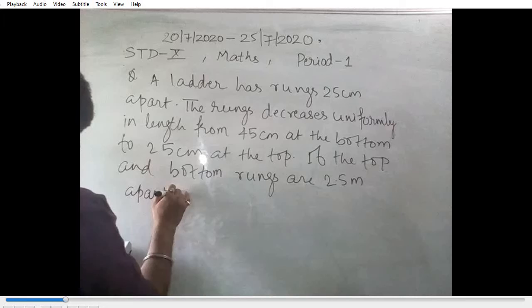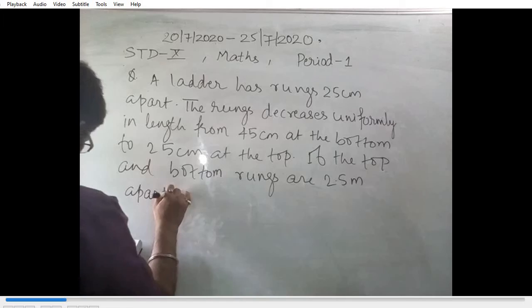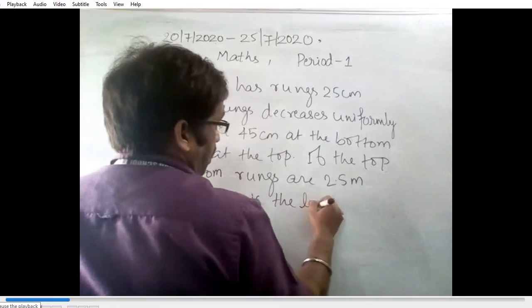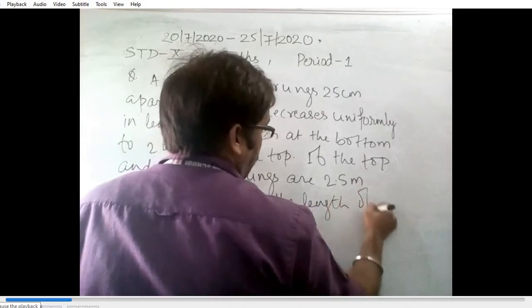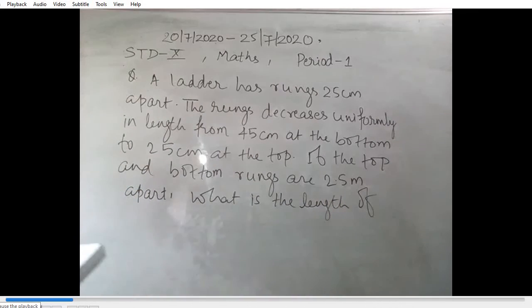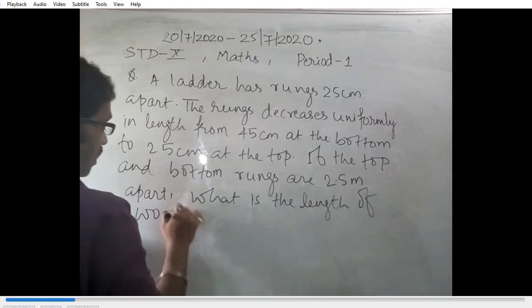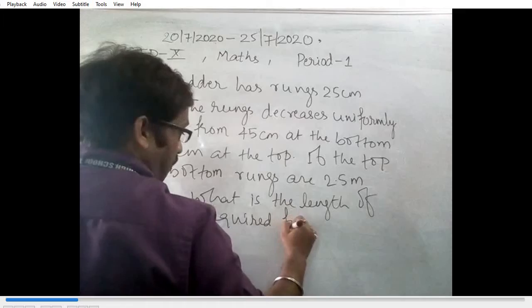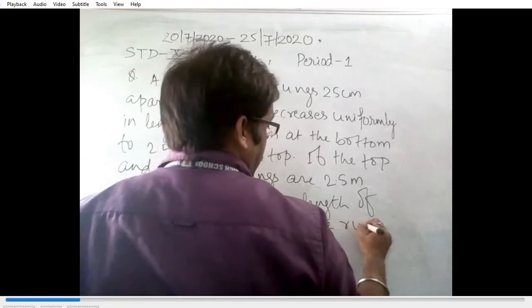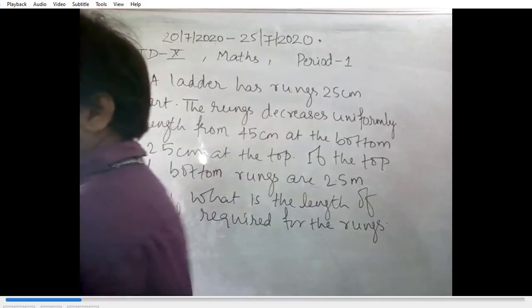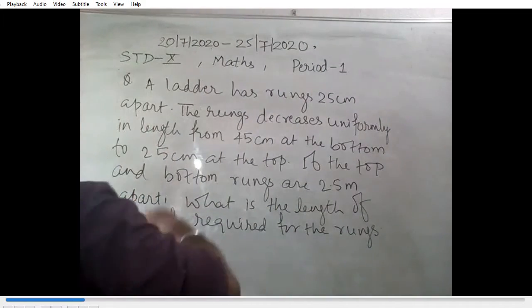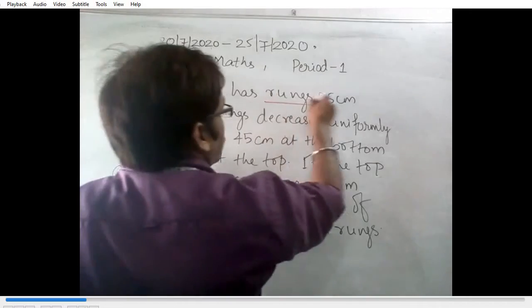So let us see how we will find that. What is the total length of the wood that will be required to make such rungs there? Okay, now this is our question and this is what we have to find also. So let us start. First let me use this so that I can draw the figure here.